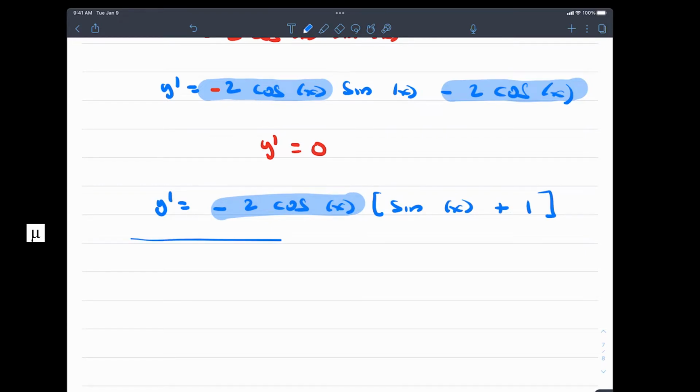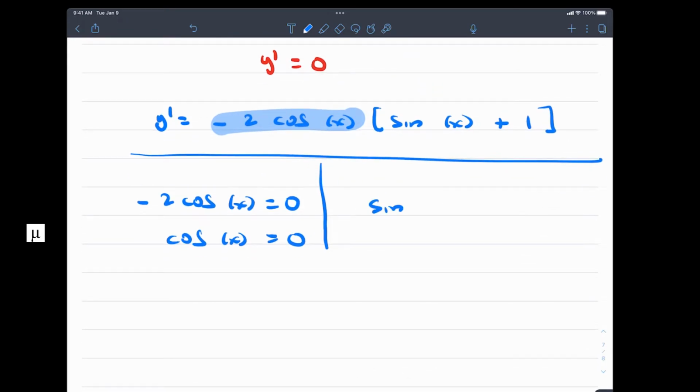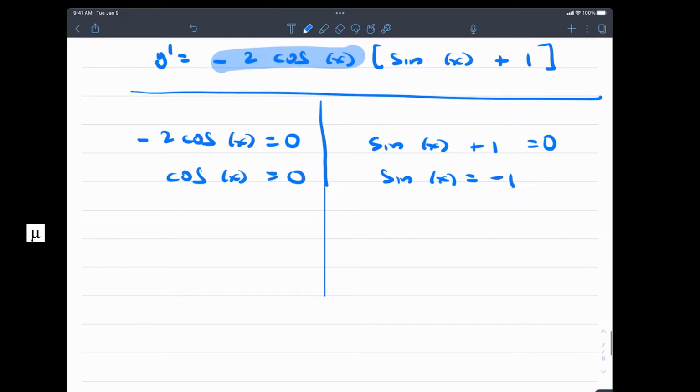Now what am I going to do? I'm going to use the zero product rule. That means negative 2 cosine x is 0, so cosine x is 0. And sine x plus 1 is 0, and I get sine x is negative 1. So what does that actually mean here? When is cosine 0? Do you guys know? When x is pi over 2, and when x is 3 pi over 2.